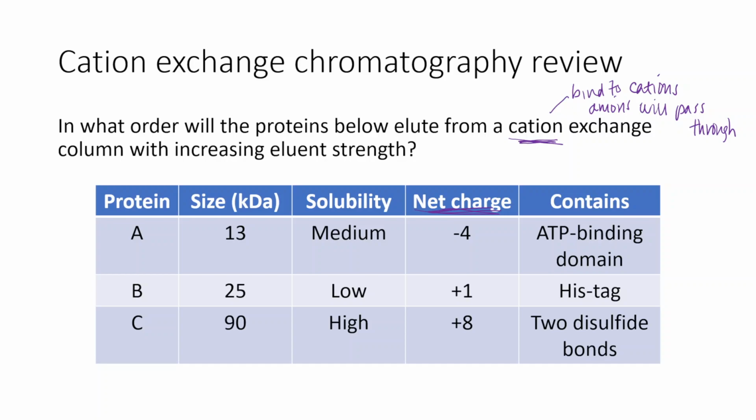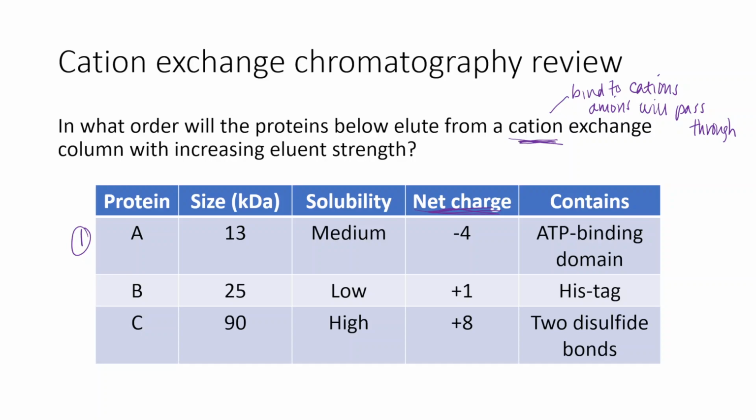So if all of your proteins are negatively charged, you probably don't want to use cation exchange chromatography because it won't separate them. So that being said, which protein would elute first from this cation exchange column? A, yeah, so the negatively charged protein, like we just said, doesn't interact with this column, the stationary phase, so it passes right through. Which one would come out next?